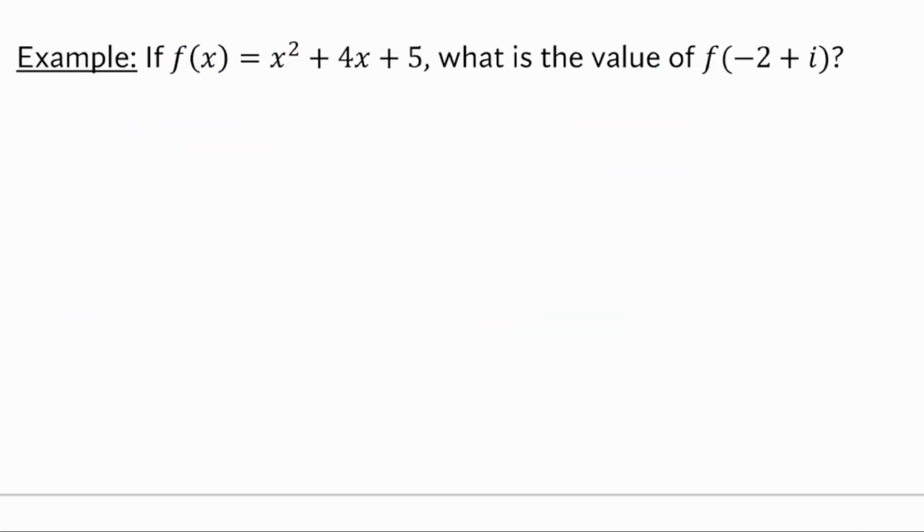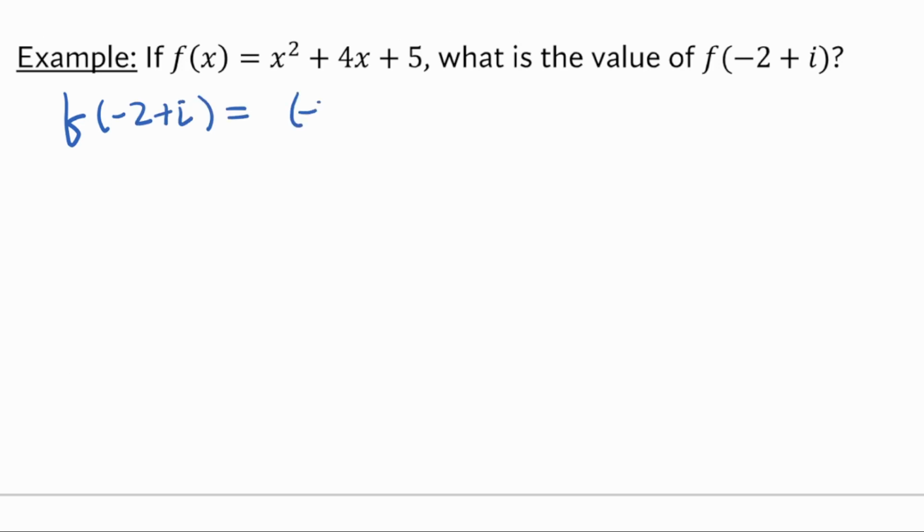All right, now a quick interlude before we go on to the next thought, which is taking i to various powers. I'm just going to ask a question for thought. If we've got f of x equals x squared plus 4x plus 5, what's the value of f of -2 plus i? So I think I'm just going to show you what I mean here. f of -2 plus i, that's where I just plug in -2 plus i for x.